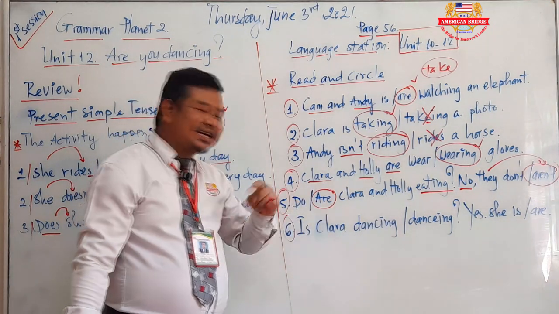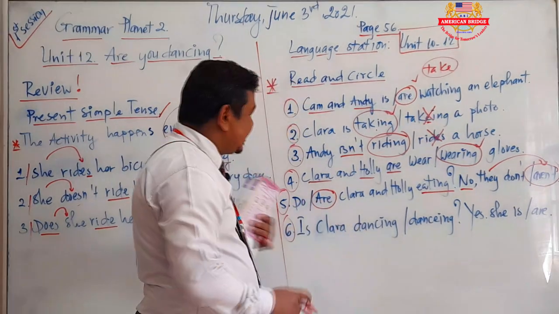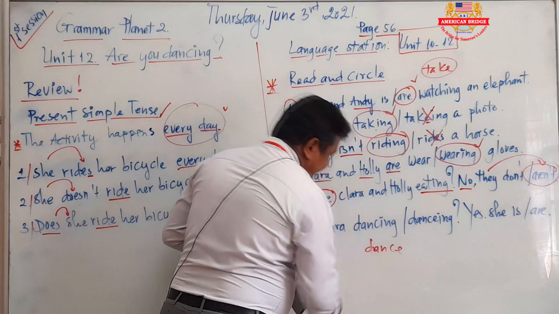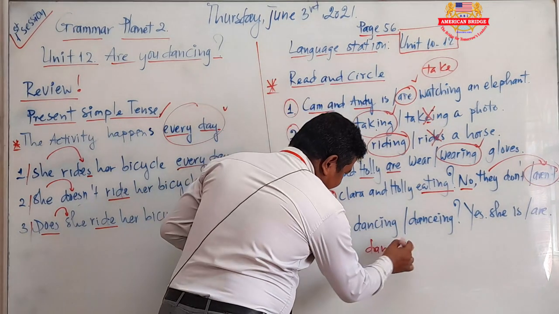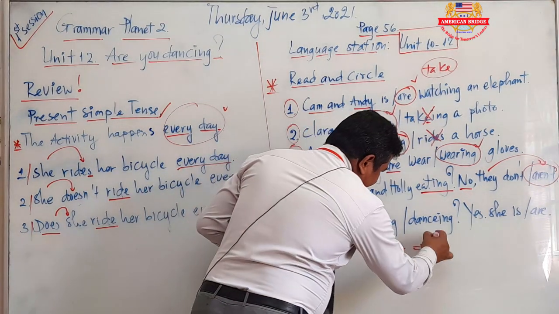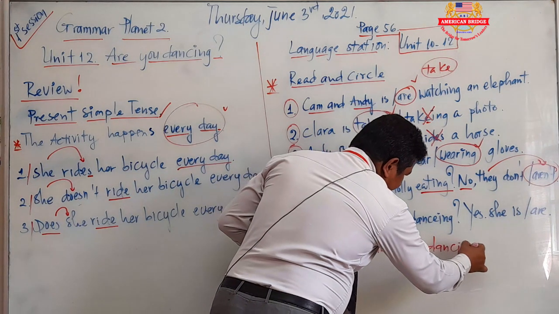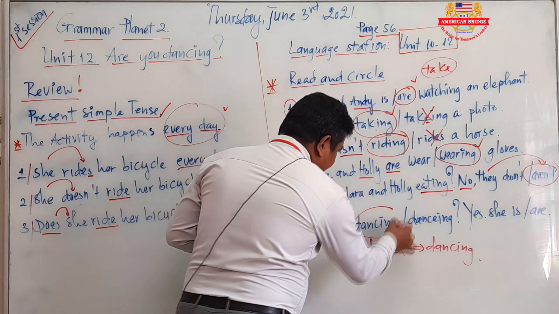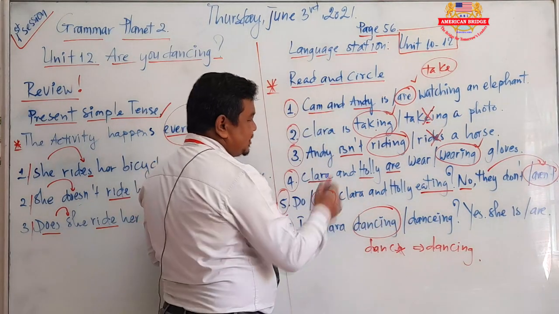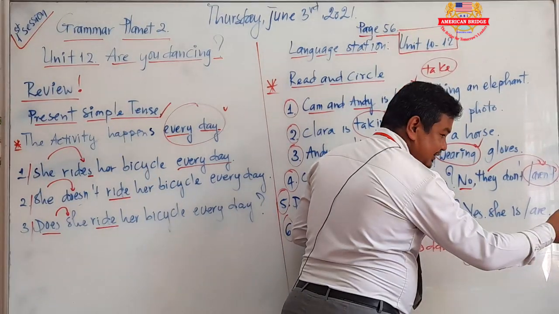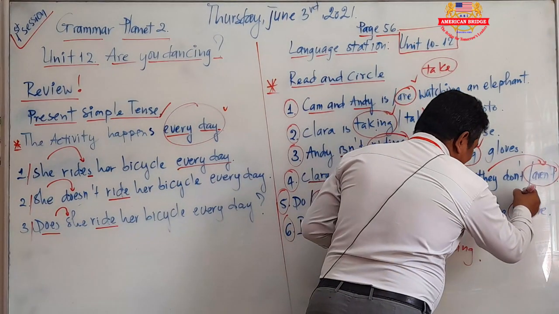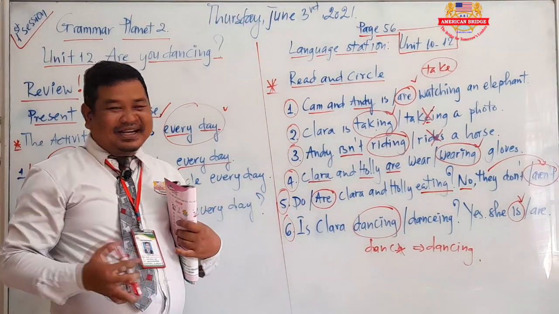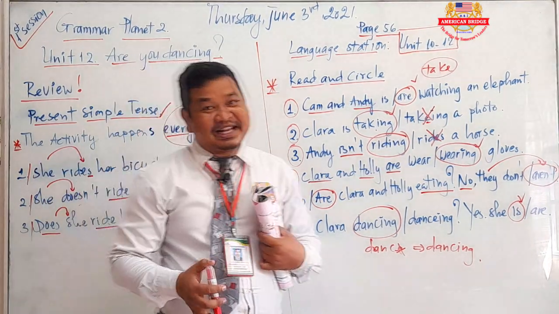Is Clara dancing? Dancing. So the base form of the verb, the original verb, is dance. But when you want to add ing, you have to change this one. Go to dancing. I have already told you, right? So the correct answer is this one. Is Clara dancing? Yes, she is. No, yes, she is. This one, okay? So understand, students. I hope that you can be clear about that.